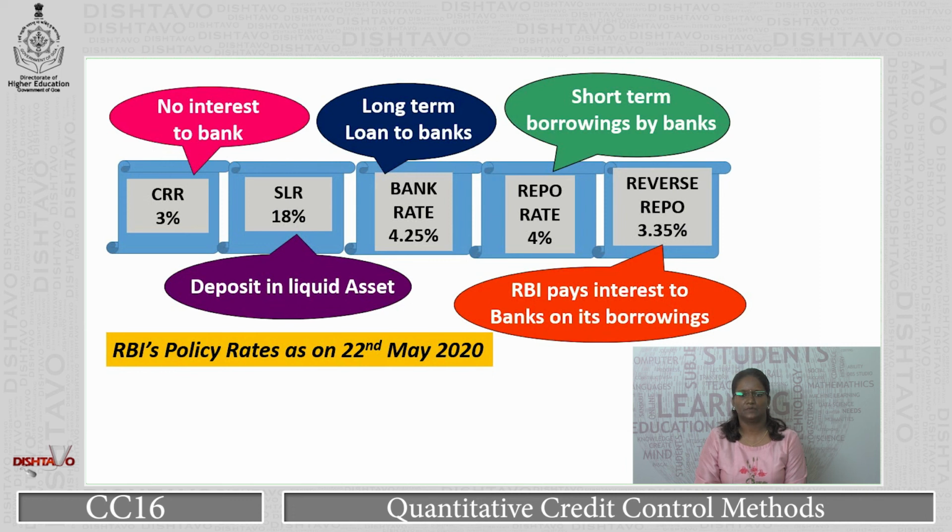The third concept is bank rate. It is a long-term loan given to the banks without any securities and this is 4.25%. The fourth concept is repo rate, which is 4%. It is short-term borrowing by banks. And last is reverse repo rate, which is always less than the repo rate, that is 3.35%. Here RBI pays interest to the banks on its borrowings.